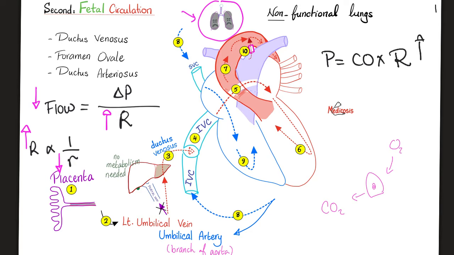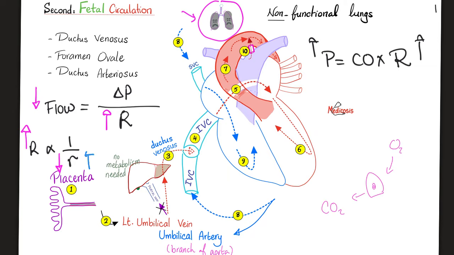So if resistance of the pulmonary system is high, the pressure in the pulmonary artery will be high, higher than the aorta, and that's why blood flows from the pulmonary artery to the aorta during fetal development. Now take a deep breath, literally, because you've just been born. You will breathe for the first time ever, and your lungs will open suddenly.